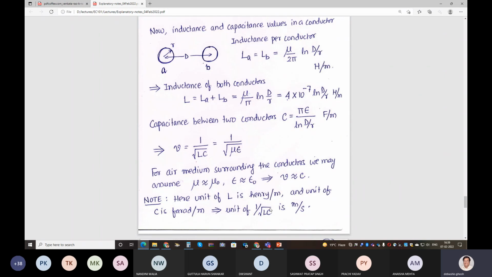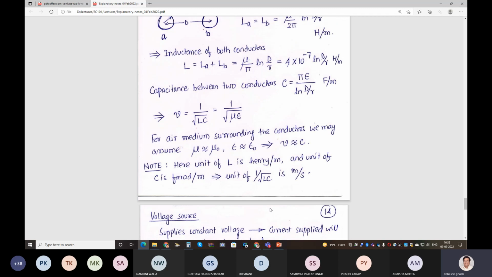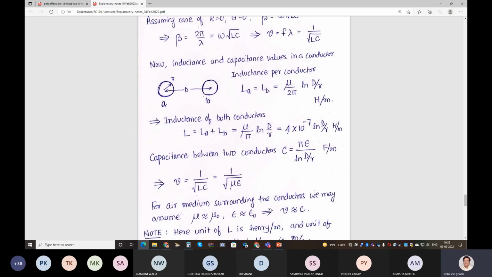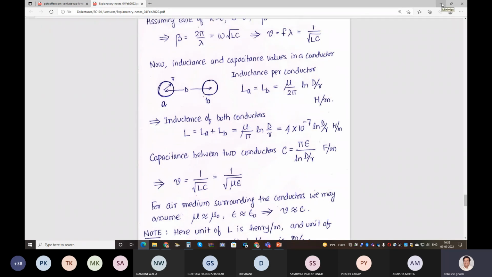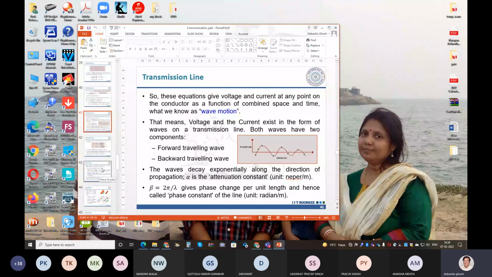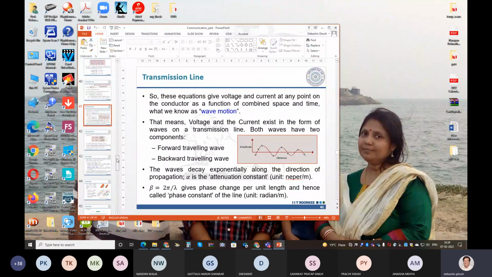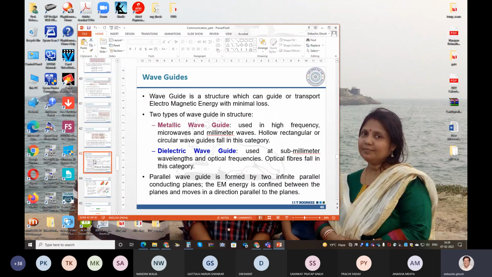That's all about the voltage source and these things we have discussed already. So that's all about these explanatory notes. Today I'll continue with a few more slides after transmission line, and that is the waveguide, so that in the next class we can start with the other things.